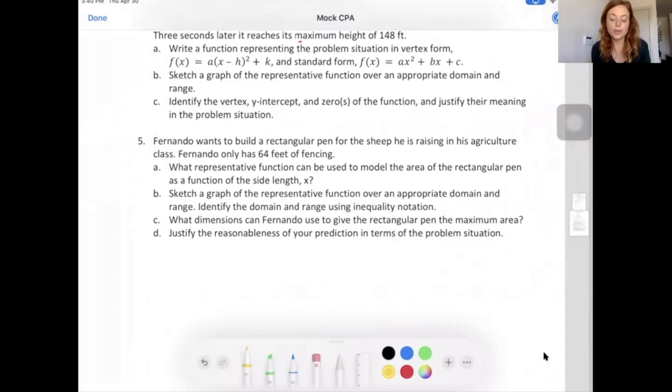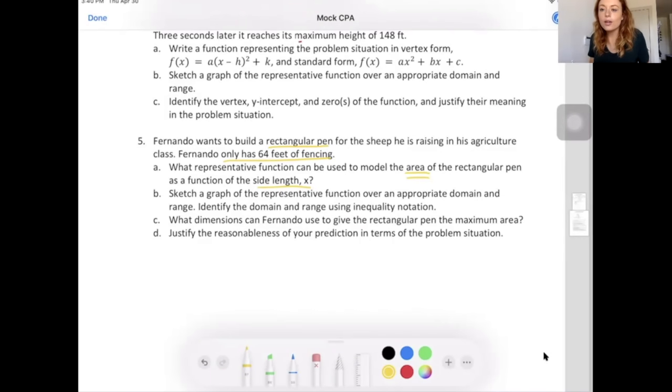All right, so here we are with question number 5. It says, Fernando wants to build a rectangular pen for the sheep he is raising in his agriculture class. He only has 64 feet of fencing. What representative function can be used to model the area of the rectangular pen as a function of the side length x? So side length is x. Let's stop there. We'll come back to the other ones after that.